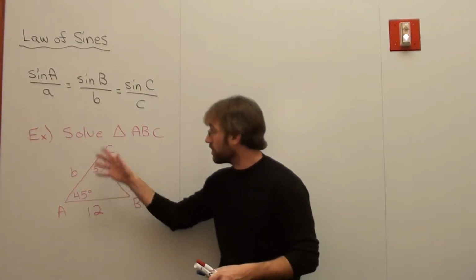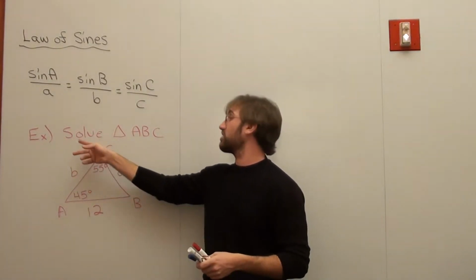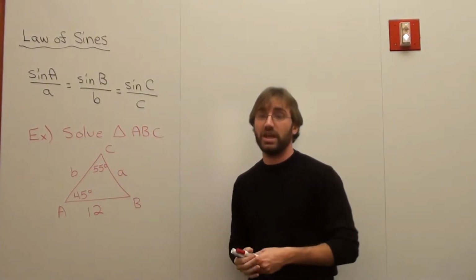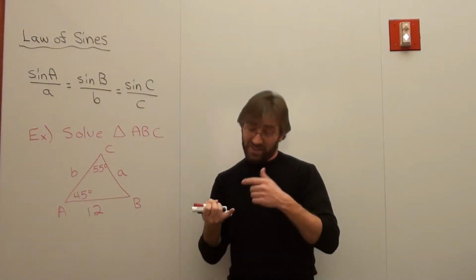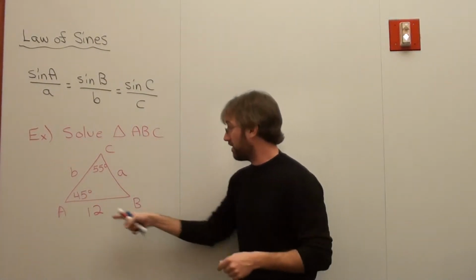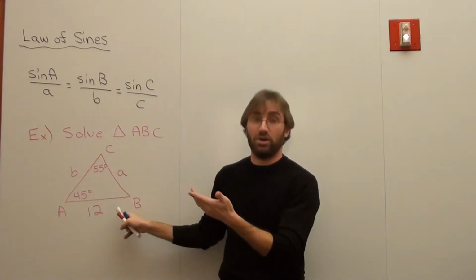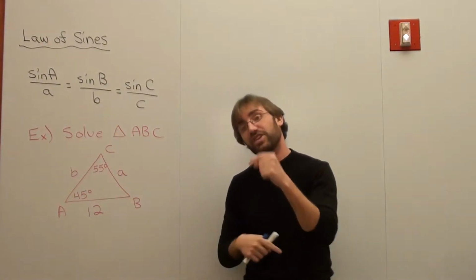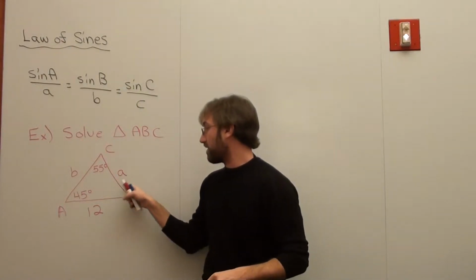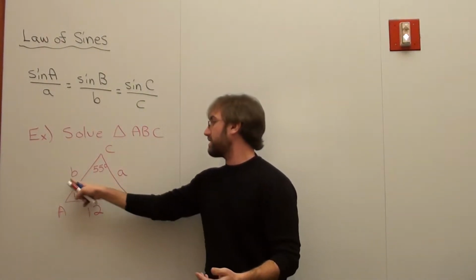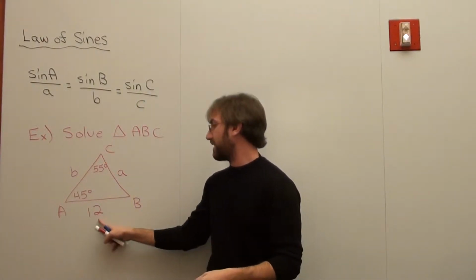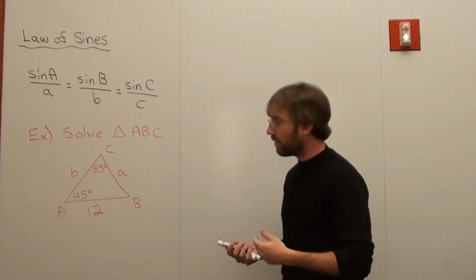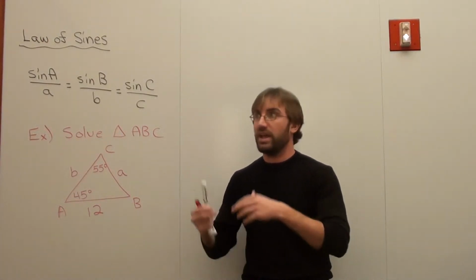Anyways, I got this triangle here, this example, and it says solve for triangle ABC. Basically that means I have to figure out all my angles: angle A, which I know, angle B, which I don't know, angle C, which I know. And I have to figure out all the sides: side a, which I don't know yet, side b, which I don't know yet, and side c, which is 12. Well, that's what we're going to do. We're going to figure out everything.